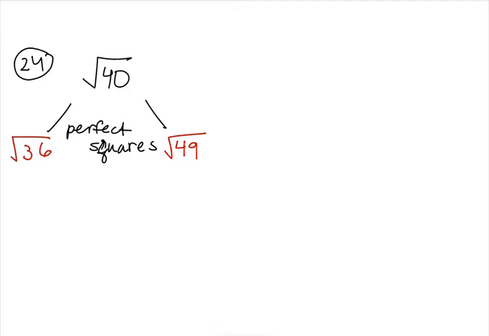So my directions say between what two consecutive integers is each square root? So the first step is to find the perfect squares that it's in between. Then I find the integers. So what's the square root of 36? 6. What's the square root of 49? 7. So it's in between 6 and 7. So if you were to type square root of 40 in a calculator, you would get a number in between 6 and 7. That's what this is asking you to do.